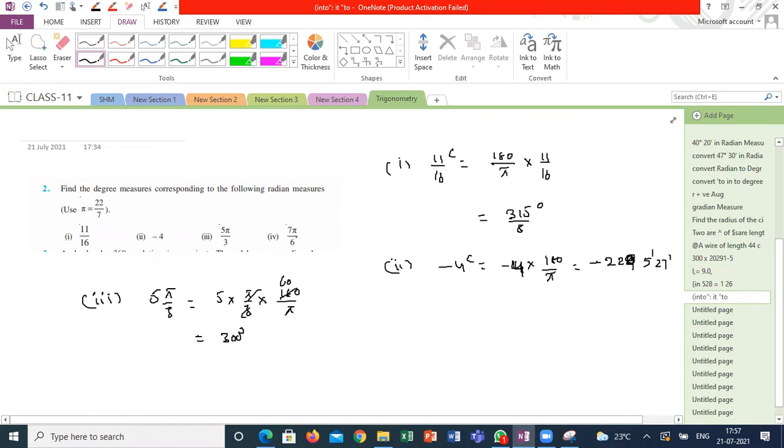Pi by 6 represents 30 degrees. 7 into 30 means 210 degrees. Let's see whether you are getting 210 or not. 7 pi by 6 is 180 by pi into 7 pi by 6. Pi cancel, 6 3s. So this is 210 degrees.